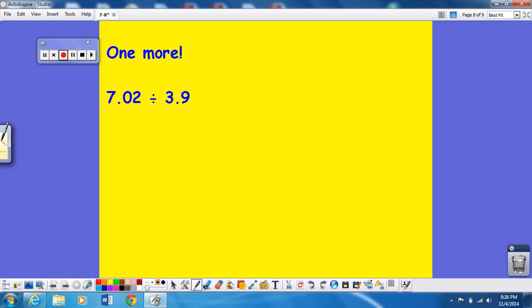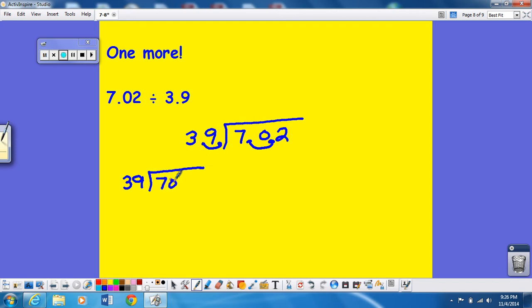Okay, let's try one more. 7 and 2/100ths divided by 3 and 9/10. So we've got 3 and 9/10 going into 7 and 2/100ths. Okay, first step, make my divisor a whole number. Second step, do the same thing in the dividend. Third step, rewrite the new problem. 39 into 70.2. Notice we have a decimal divided by a whole number.